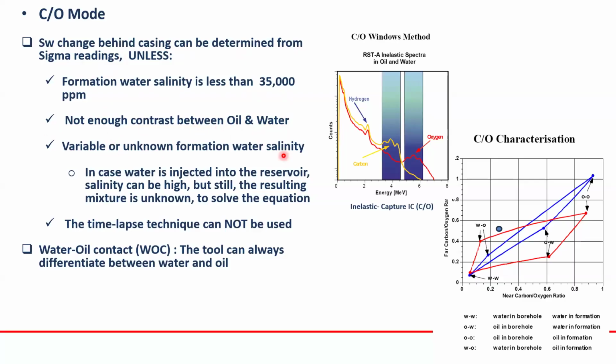Variable or unknown formation water salinity. Now in the sigma equation, you should know what the sigma water is.